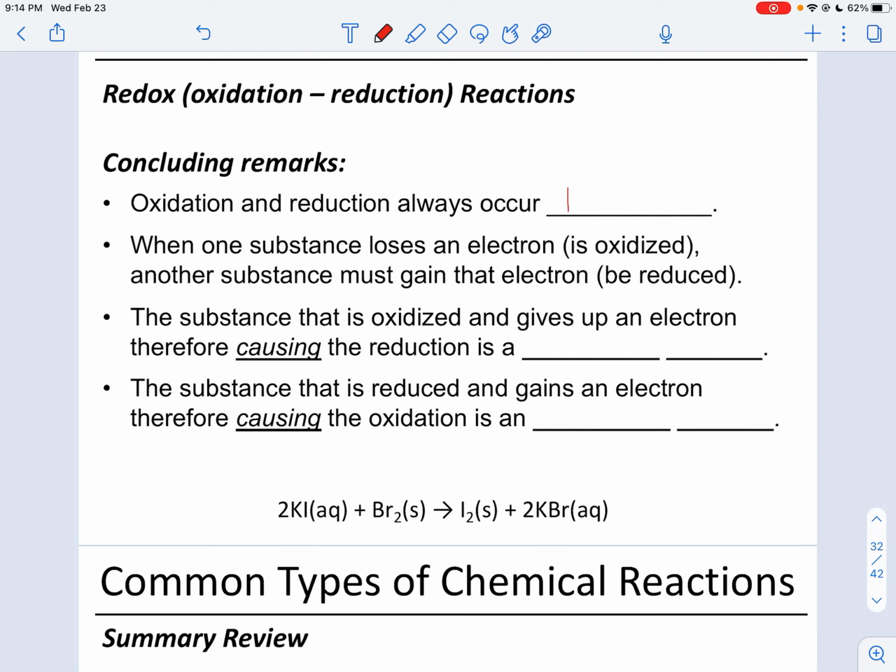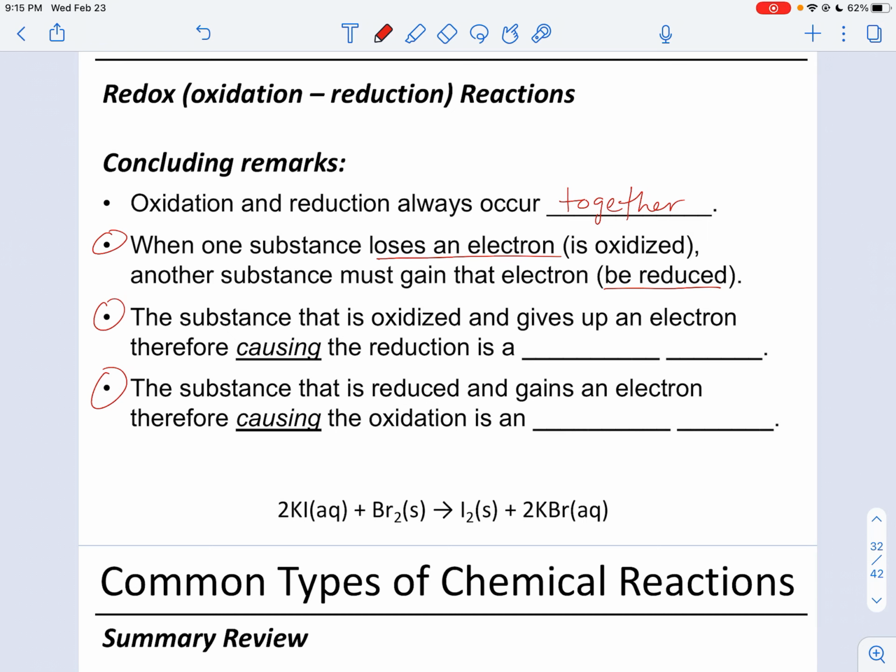So, oxidation reduction always occur together. That was one thing I actually just said. Bullet point number 2, when one substance loses an electron, meaning it's being oxidized, another substance must gain that electron. It's going to be reduced. Now, these last two bullet points usually throw students for a total loop.